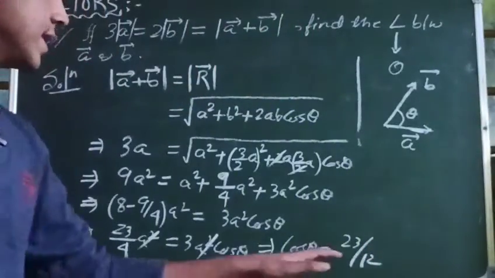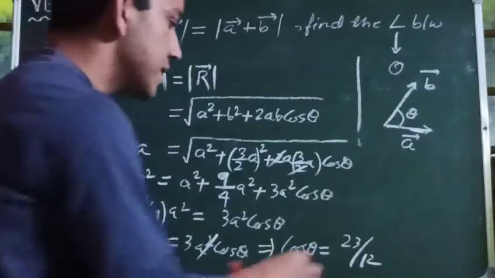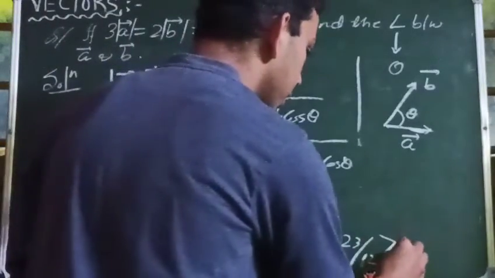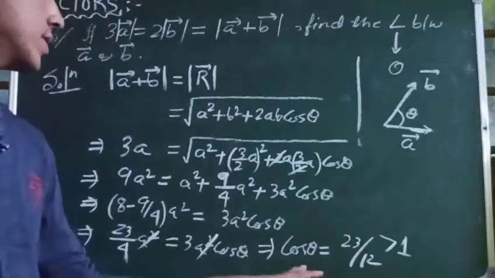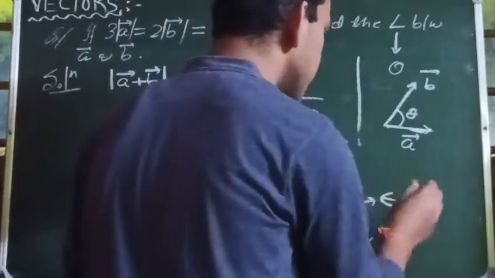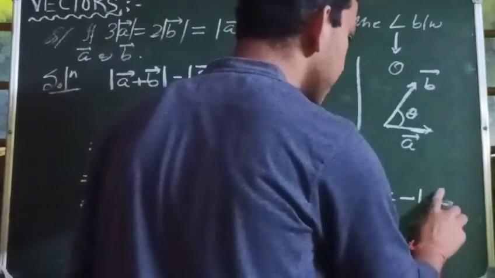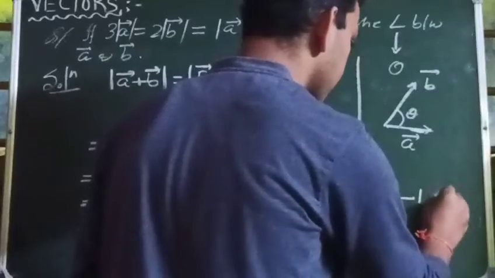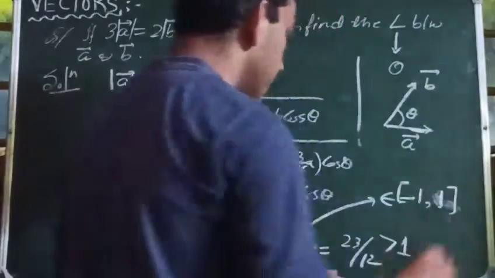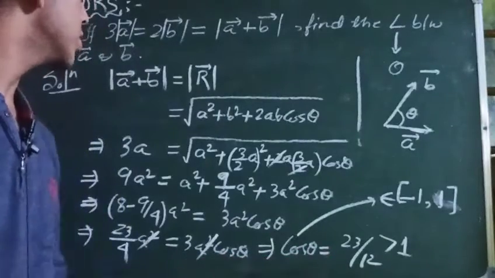Now here you can see that the value of cos theta is 23 by 12, which is basically greater than 1. Now we know that this is not possible because the range of cos theta belongs to -1 to 1. But here we are getting a value which is greater than 1. So this situation is not possible.